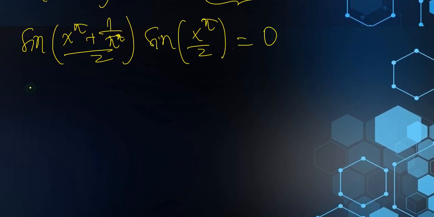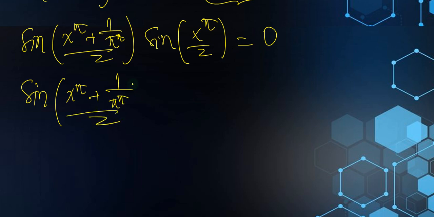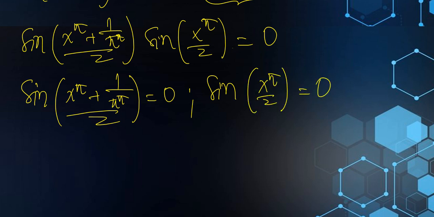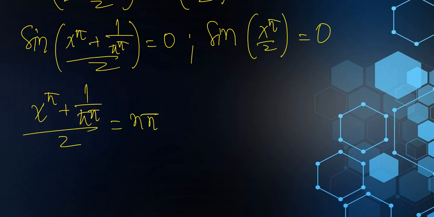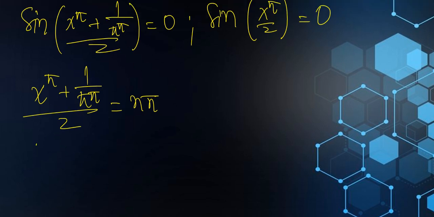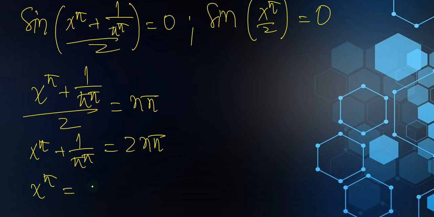So now we have something really, really simple here. Now we have sine of x to the pi plus 1 over pi to the pi over 2, right, equals 0. And we have as well sine of x to the pi over 2 equals 0. So now from here we have that this is going to be x to the pi plus 1 over pi to the pi divided by 2. So this is going to be n times pi, n is the constant here. So we're going to have that x to the pi plus 1 over pi to the pi is going to be 2 times this, 2n times pi. So x to the pi is going to be equal to this one goes here, negative 1 over pi to the pi plus 2n times pi.